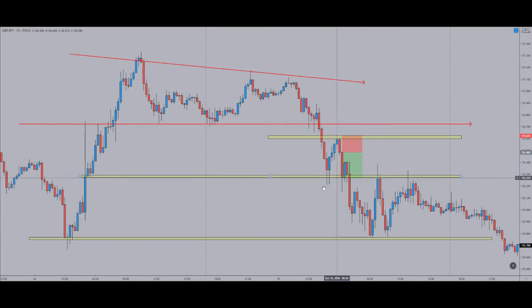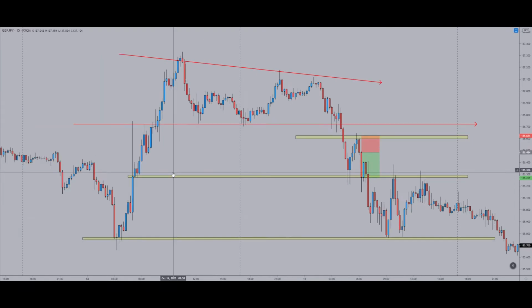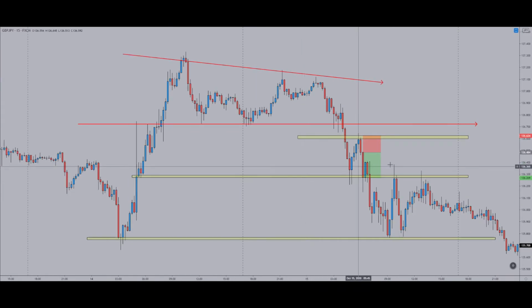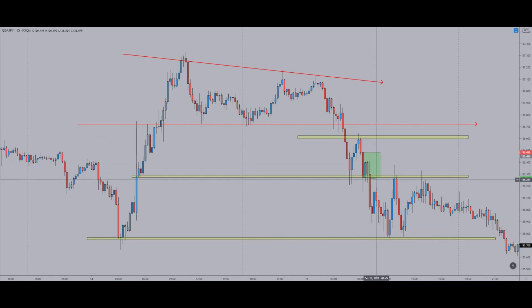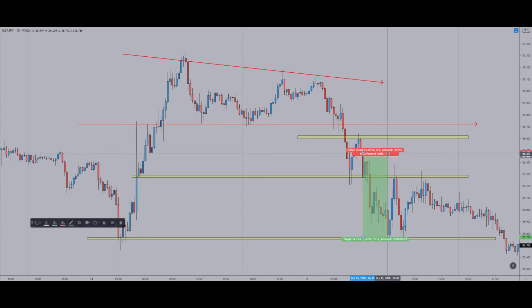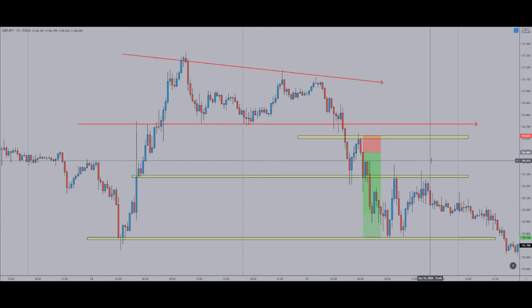You take half off there, and then I'm going to let the rest ride as a runner. The rest of my runner is going to be either a stop at break even, where I pull it back down at this point, or it's going to come down to this previous low that it formed yesterday. And that's exactly what it did. I took half off at 1.5 to 1, and I let the rest ride. And the rest ended up being a little over 5 to 1. So this was a really good example of a short.